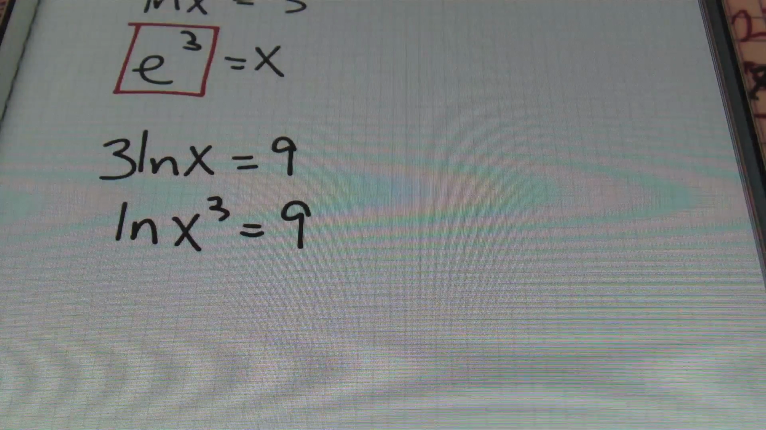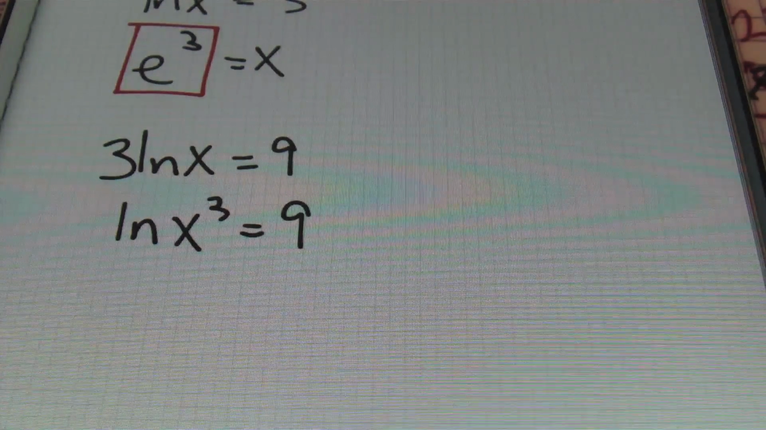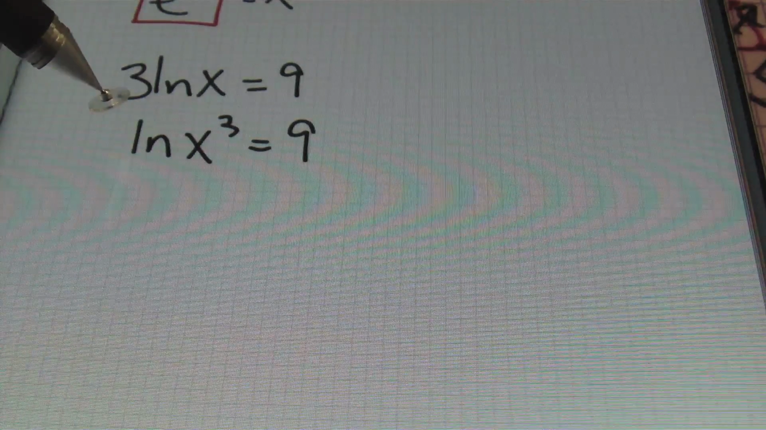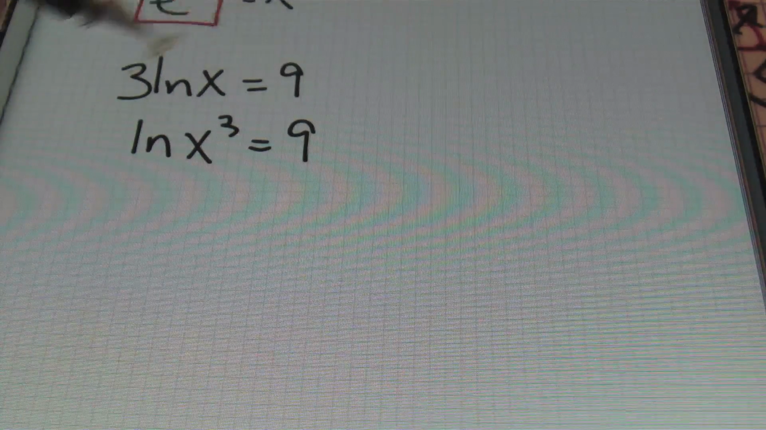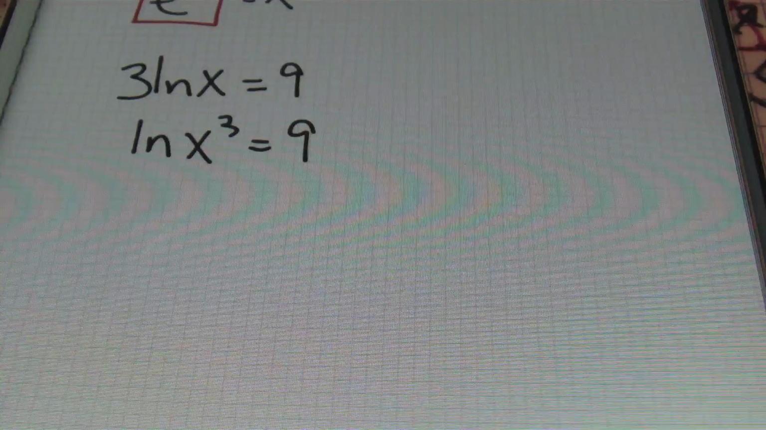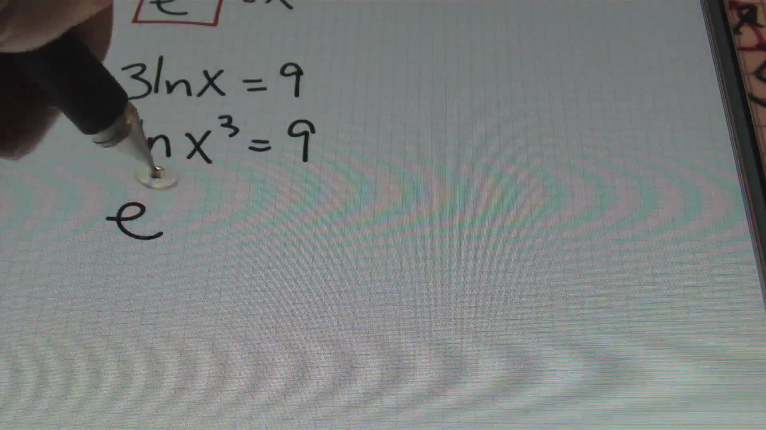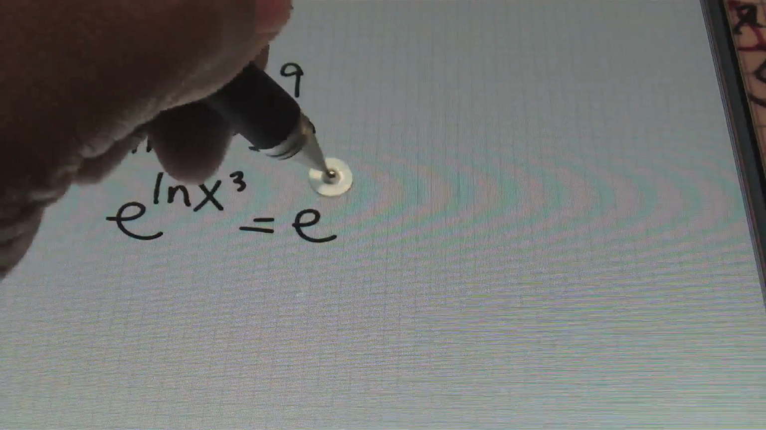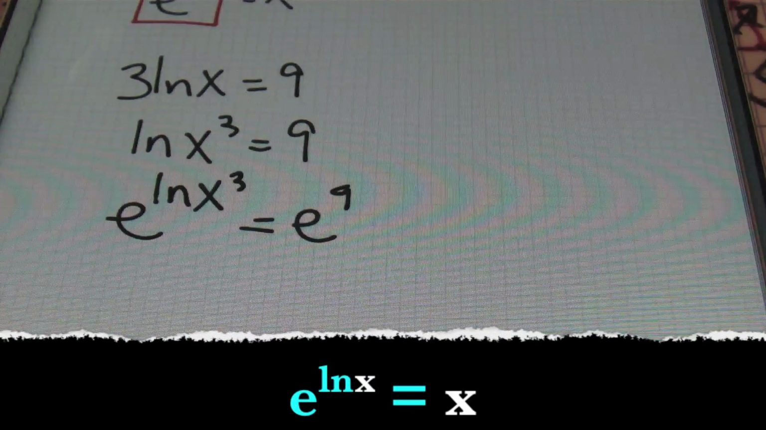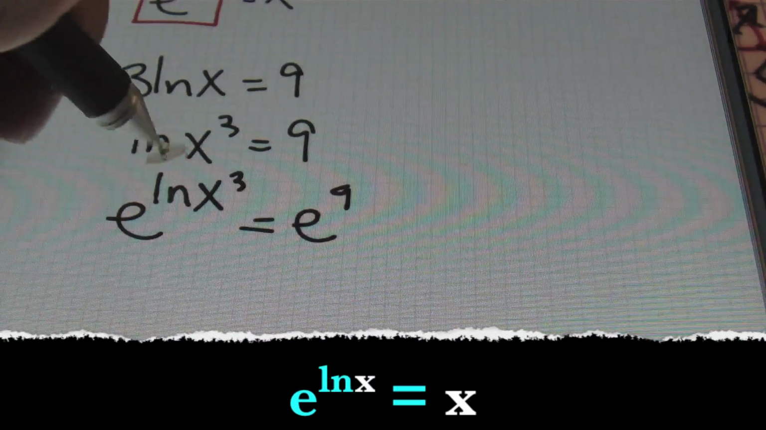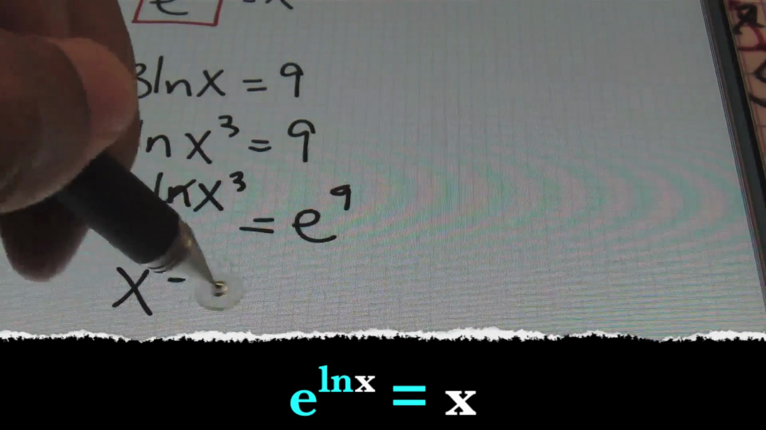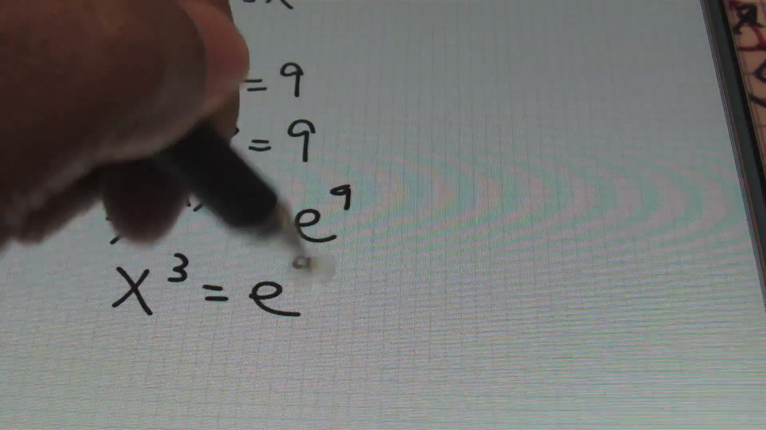Once I have this, you can also go ahead and exponentiate this. Knowing that the base of the natural log is e, I can raise each side of the equal sign to have a base of e. So this becomes e to the natural log of x cubed equals e to the 9th power. From here, the e and the natural log will cancel out, and I'll bring down x cubed is equivalent to e to the 9th power.